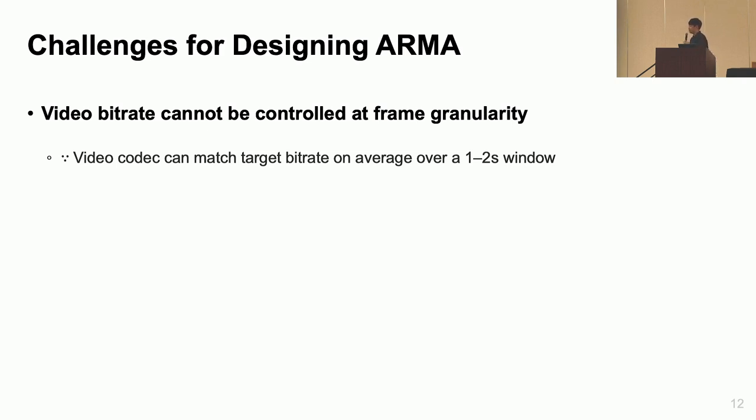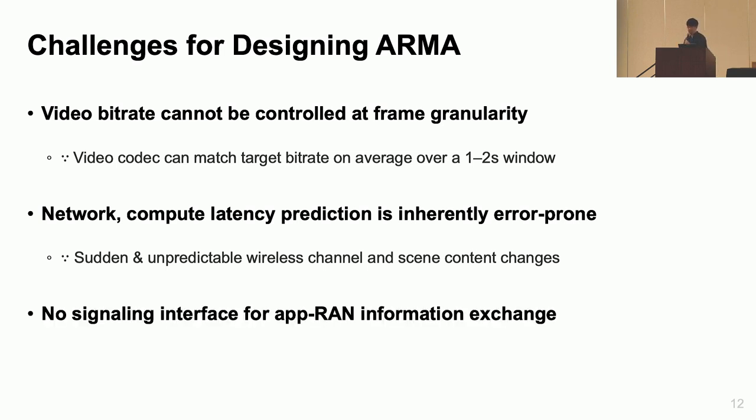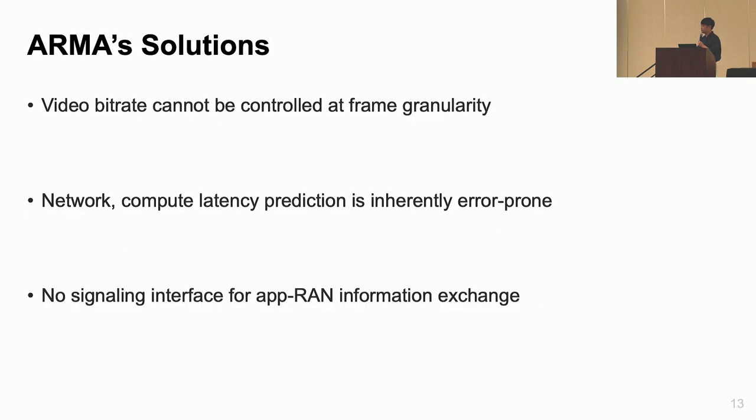Our approach sounds quite promising, but realizing this as a real system entails several technical challenges. First of all, we need to guarantee frame latency in units of video frames, but video bitrate cannot be controlled accurately at a frame granularity, because video codecs are typically designed to match the target bitrate in an average sense over 1 or 2 second video chunks. And we need to adapt the video bitrate and the DNN according to the predicted network latency and compute latency, but the latency prediction is inherently error-prone, because we cannot estimate all the sudden and unpredictable network bandwidth drops or scene content changes. And finally, there's no signaling interface right now for the application and the RAN to exchange their information in a mutually aware manner.